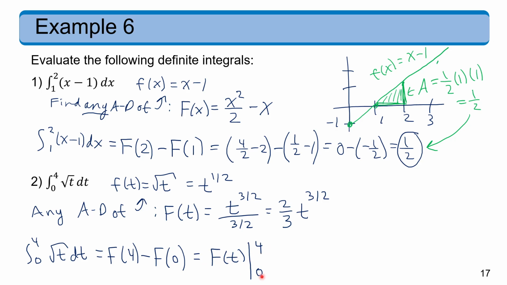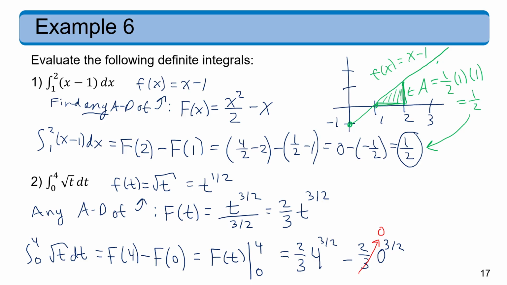Okay, so continuing on, let's find F of 4, capital F of 4. So that will be 2/3 times 4 to the 3/2. Then we subtract, and this time we plug in 0 into capital F. So that will be 2/3 times 0 to the 3/2. So 0 to any power is just 0, so this whole term just goes to 0.